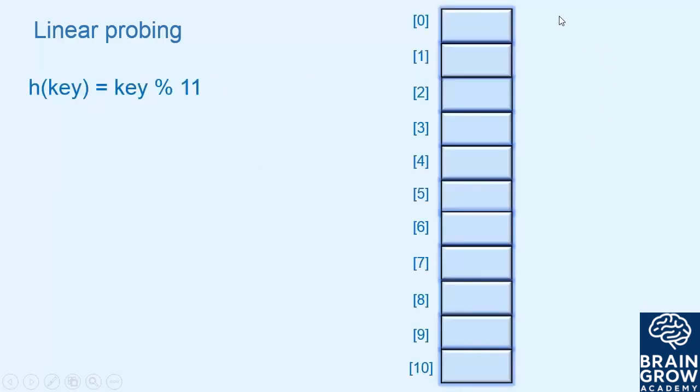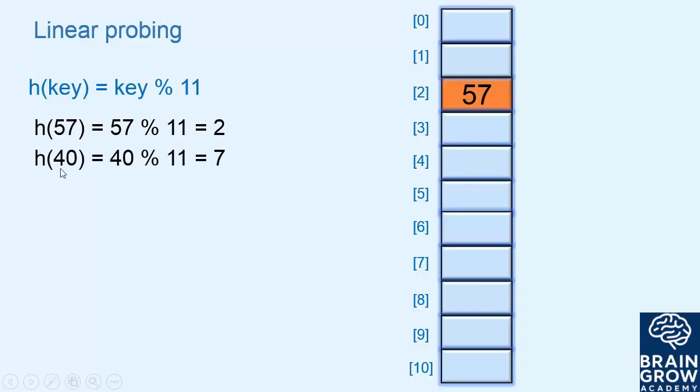Now we'll take a hash table of size 11 and we'll insert some keys in it. We'll use this simple hash function, and whenever there is a collision, we'll use linear probing to resolve it. Now first we have to insert key 57. It is mapped to location 2 by the hash function. This location 2 is empty, so this key is inserted here.